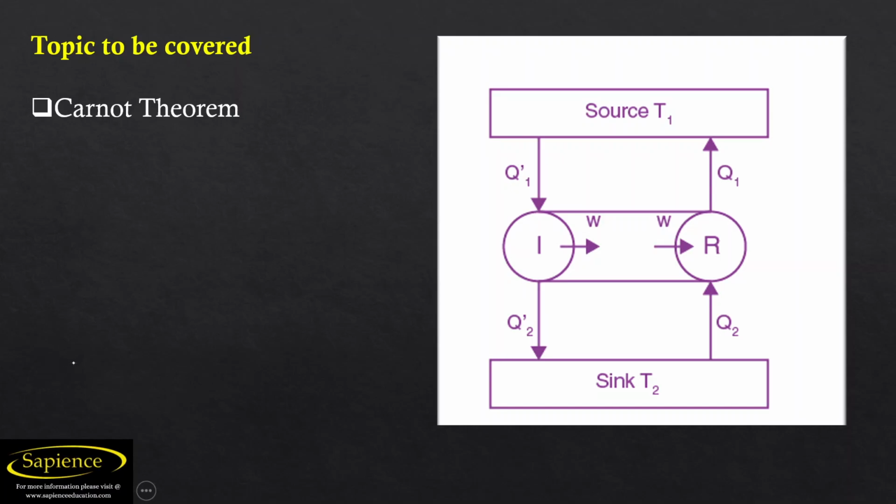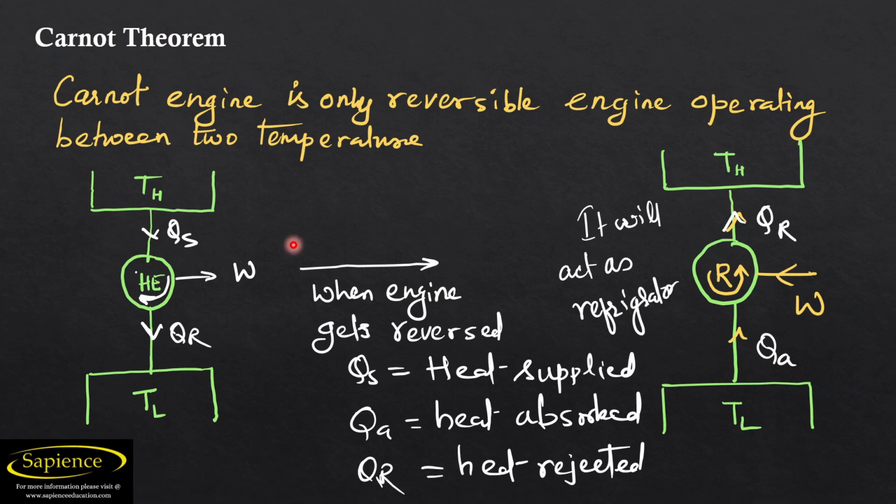So today I'm going to discuss the topic Carnot's theorem. So what does Carnot's theorem actually state? We need to understand that the Carnot engine is the only reversible engine operating between two temperatures. Otherwise, it is not possible to make any other engine.